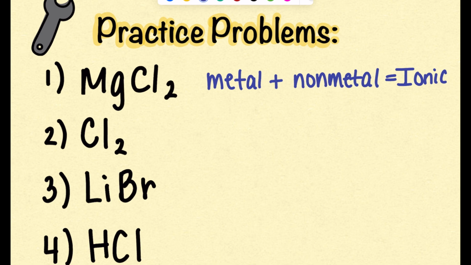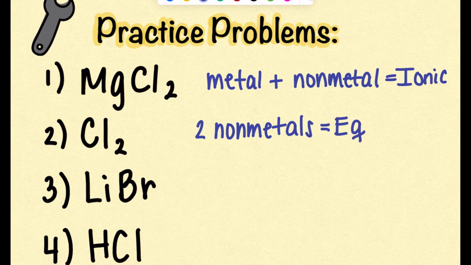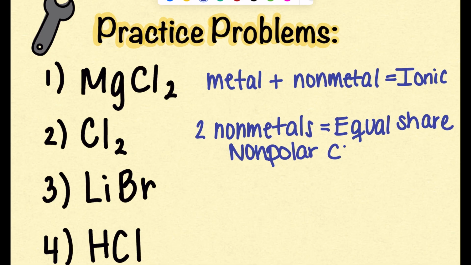Now, what about chlorine gas, or Cl2? Recall that this is one of the 7 diatomic elements. And because it's 2 nonmetals bonded together, it's covalent. But now ask yourself, is there an equal or unequal sharing of valence electrons? In other words, is the bond nonpolar or polar? Well, because it's the same atom bonded to itself, if you subtract the electronegativity values of the 2 chlorines, you'll get 0. And anything close to 0, so about 0 to 0.4, is considered nonpolar covalent.